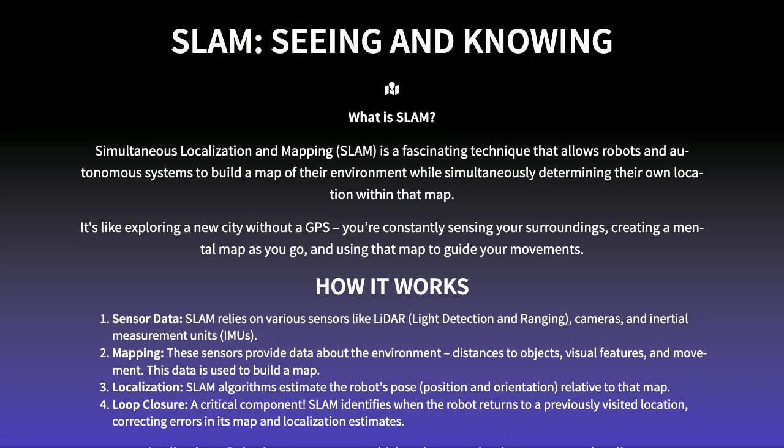Okay, let's talk about SLAM. Imagine a robot exploring a new building. It doesn't have a GPS. SLAM is how it figures out where it is and what's around it, at the same time. It uses sensors like LiDAR and cameras to build a map as it goes, constantly updating its location within that map. A key part of SLAM is loop closure, basically, realizing when it's back somewhere it has been before, which helps correct any errors and make its map really accurate.